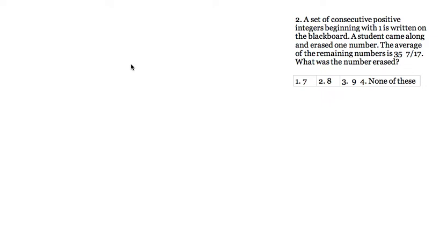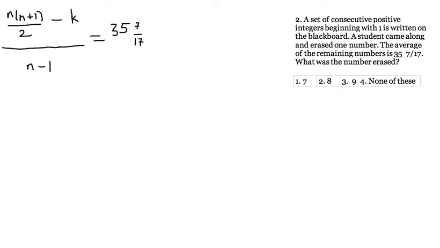So the difference from the earlier questions is you don't have the sum now, you have the average. So if you have to solve this with an equation, this is what your equation will look like. The summation of numbers from 1 to n is n(n+1)/2 minus k, for the number that has been erased. Now the average of the remaining can be found by dividing by n minus 1 because there is one number less, and that is equal to 35 7/17. Now this equation is so horrible that I'm not even going to touch it with a barge pole. Forget a pen. Let's look at how to solve it.